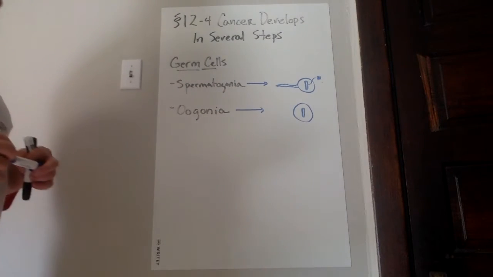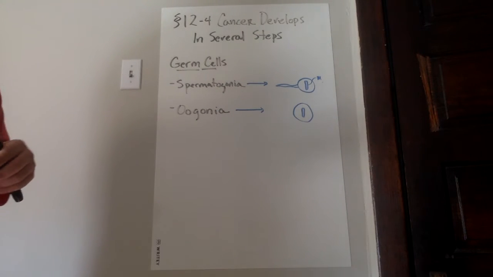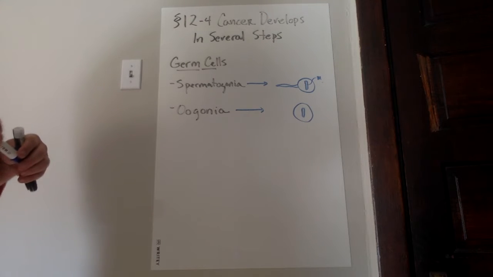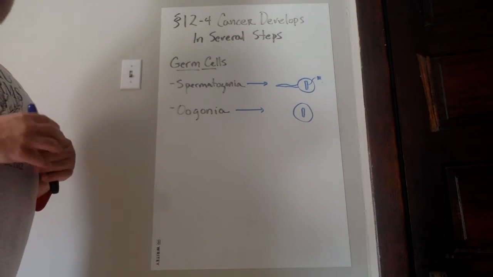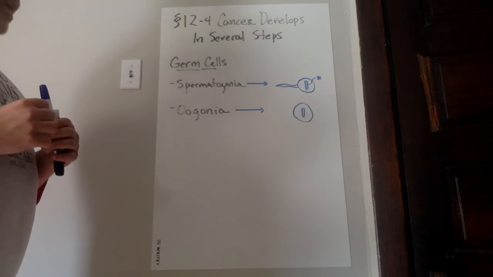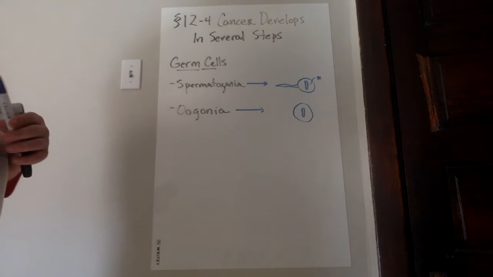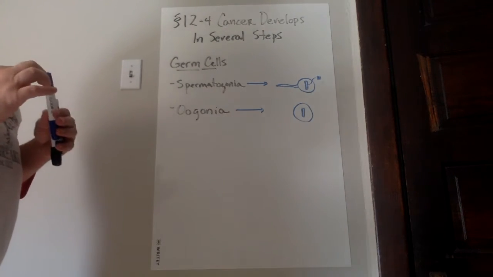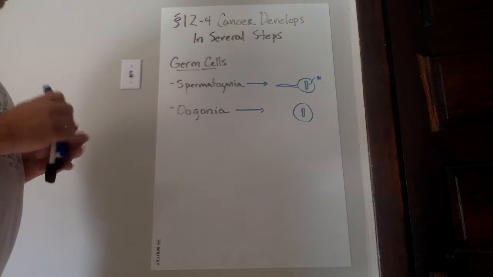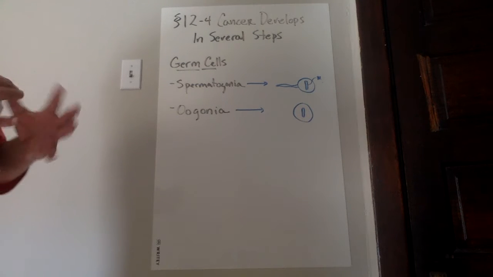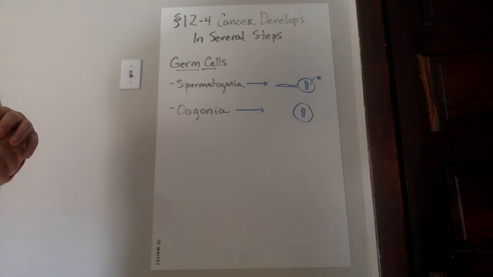So I think this section is a little bit mislabeled. They call it "cancer develops in several steps." This is mostly talking about how you can inherit a mutated gene. Inheriting cancer genes is very, very rare. It only accounts for maybe 1 to 5% of all cancers.